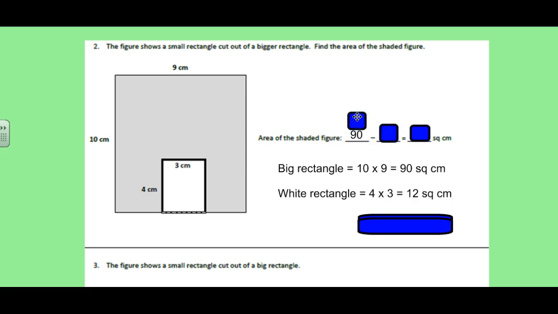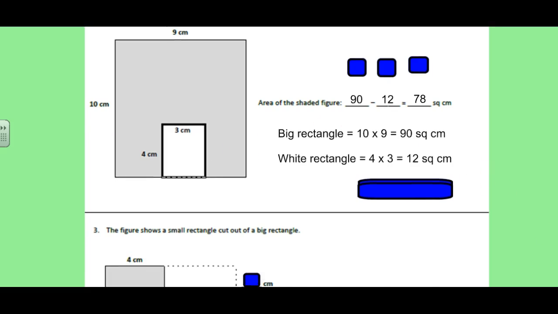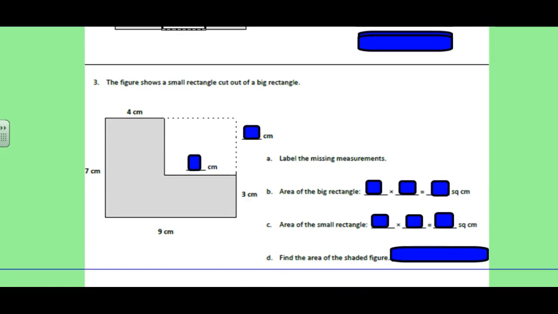So we know that the large rectangle was 90, and when we take away the white rectangle, we're taking away 12. And when we do 90 minus 12, that leaves us with 78 square centimeters. So the area of this shaded part of this rectangle is 78 square centimeters. Okay, we're going to move on to the bottom part.